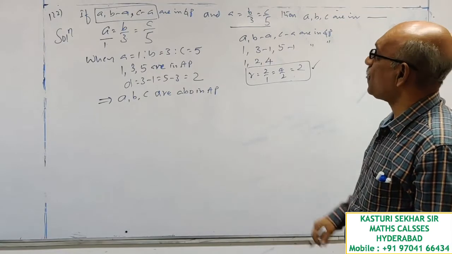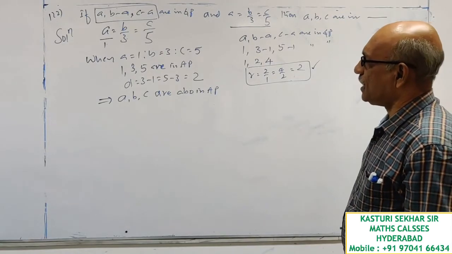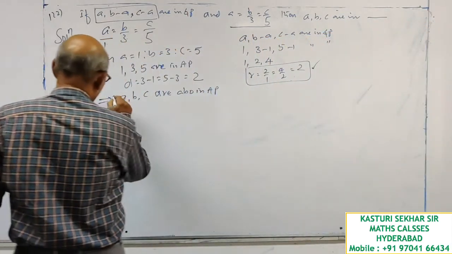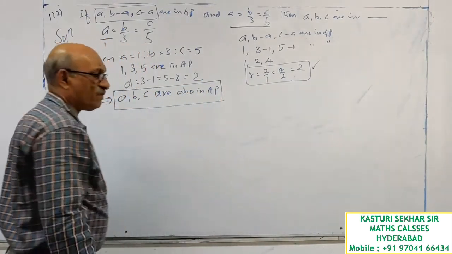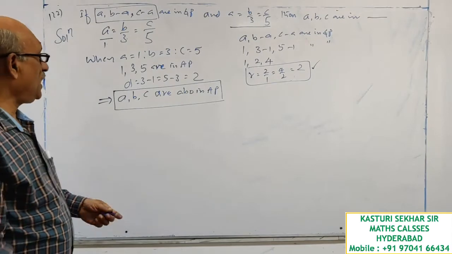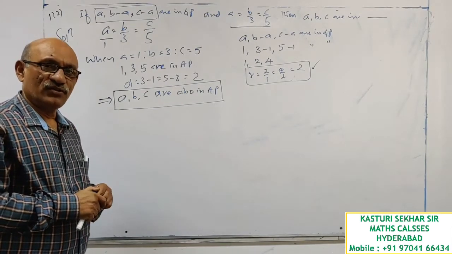It means A, B, C are in arithmetic progression. This is the final conclusion you can draw. A, B, C are in arithmetic progression.